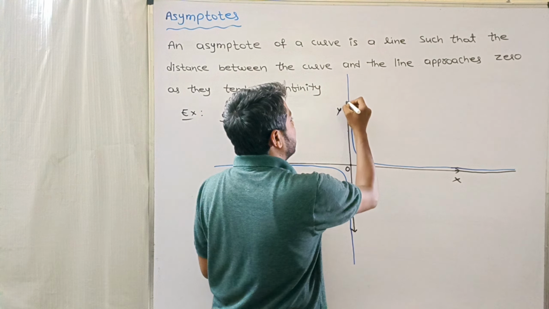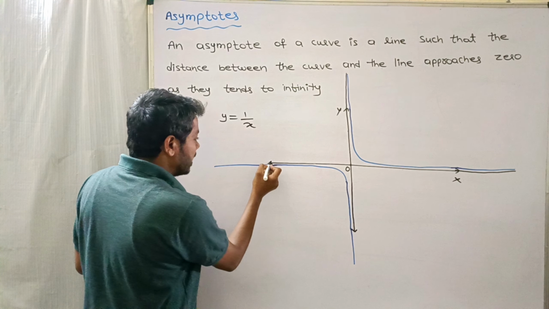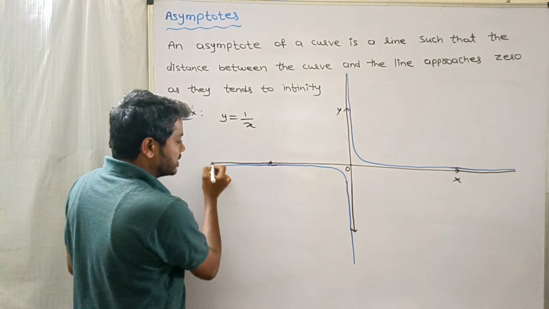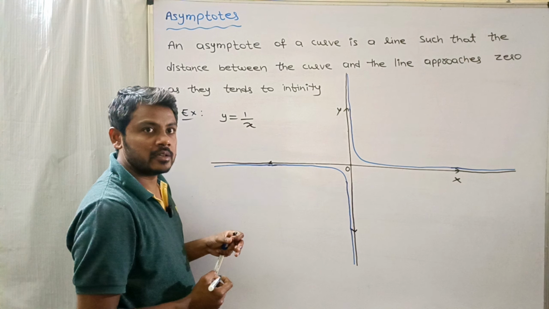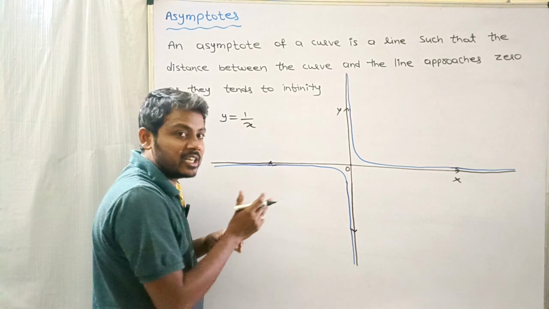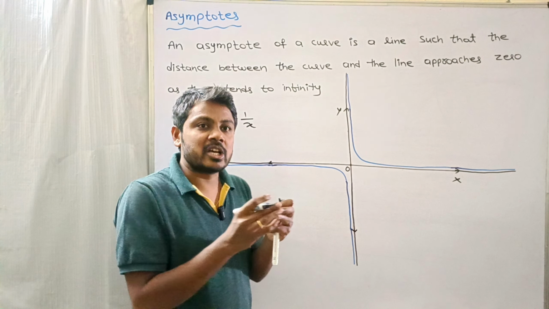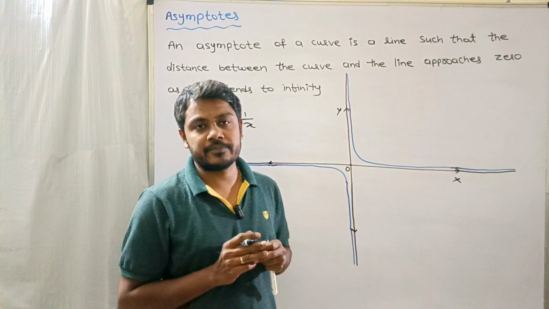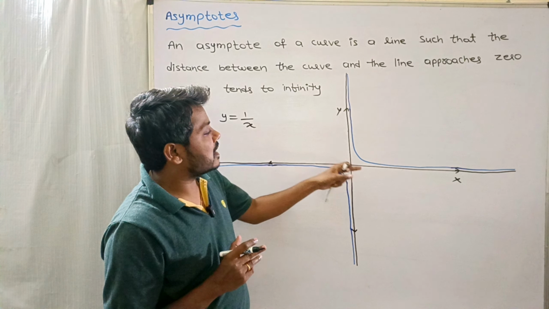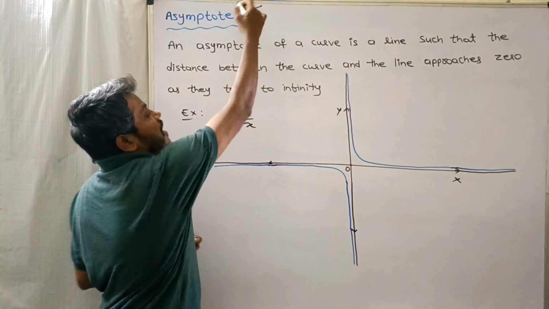Here also we can extend the y-axis, and the x-axis as well as the y-axis, even as they tend to infinity. In that case also the curve and the lines are nearer, but they do not touch. So we can say that both the x-axis and y-axis are called what?